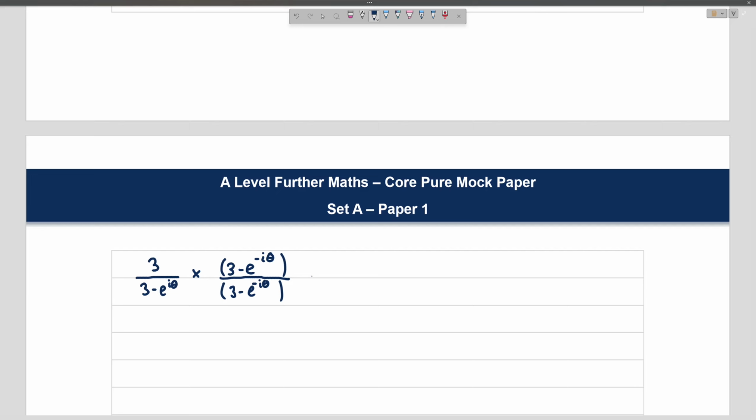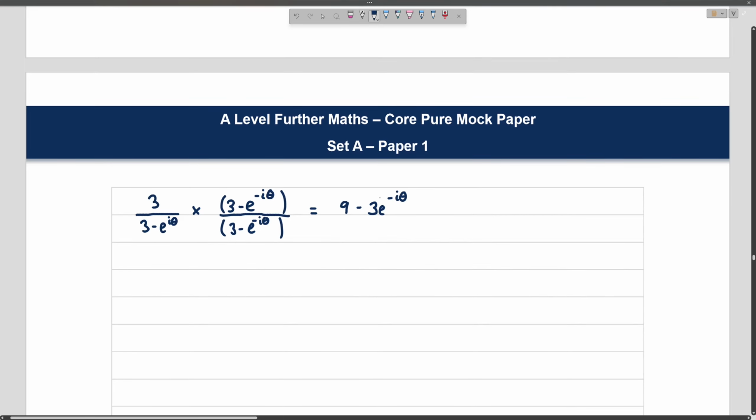Okay. So if we expand out both the numerator and the denominator, we'll start off with the numerator. It's a little bit easier. So 3 times 3 is just 9. And then 3 times minus e to the minus I theta just gives us minus 3e to the power of minus I theta. So that's my numerator dealt with.